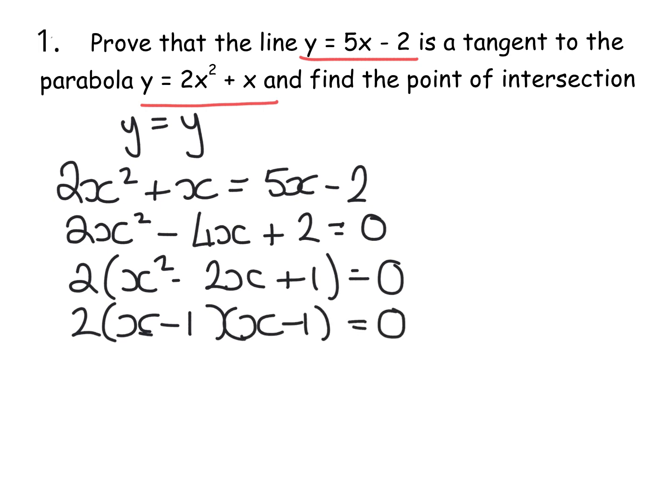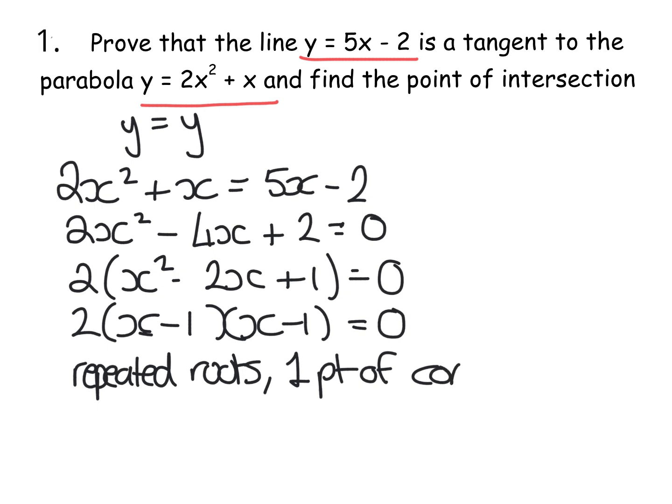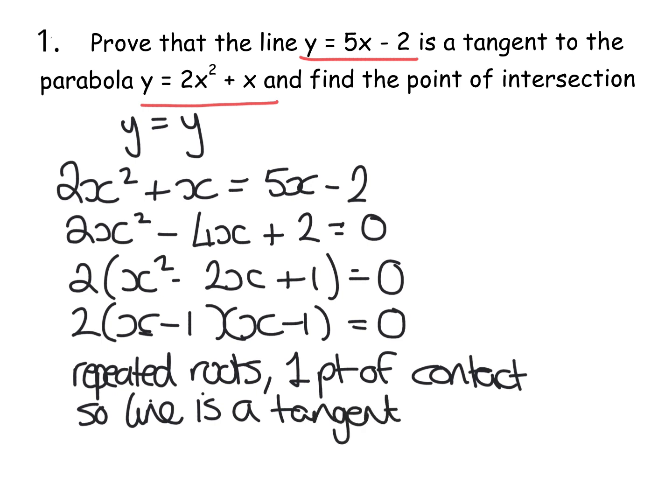And at that point, we write a little sentence. We write repeated roots. Now, repeated roots imply one point of contact. So line is a tangent. Just do that. Line is a tangent. Excuse my scrolly handwriting. So the line is a tangent at the point. Now I'm going to come back and do this in a wee second.